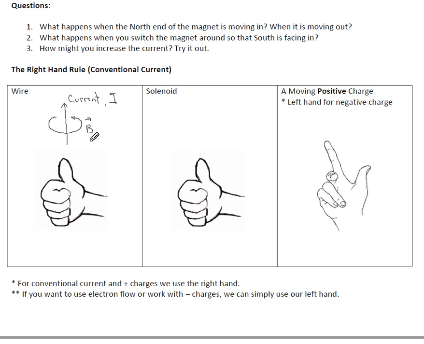If you have a solenoid, let me just write that in. So this is the B field. This is a vector. If you have a solenoid, our thumb will represent the direction of the magnetic field, denoted by the symbol B, and our fingers tell us the direction of the current.